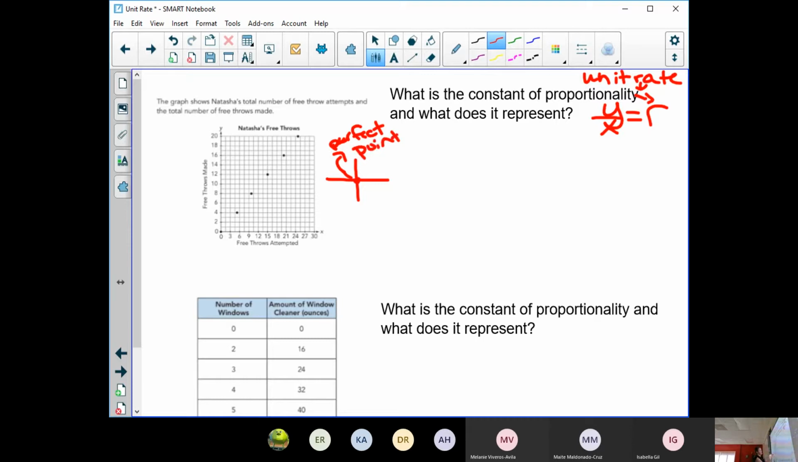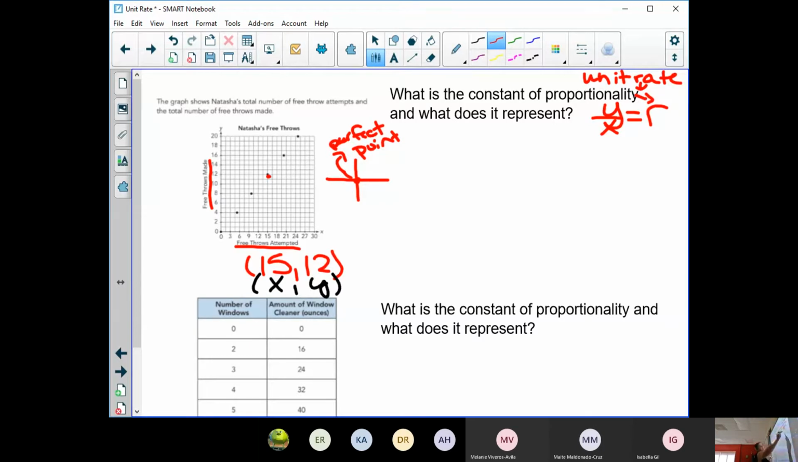So I'm going to look at my graph. We have free throws attempted and free throws made. And I'm going to go along my x, and I can see there's a perfect point at x equals 15, and it's also a perfect point of y equals 12. So I'm going to use the point 15, 12. And remember, when we write an ordered pair, it is always x, y.